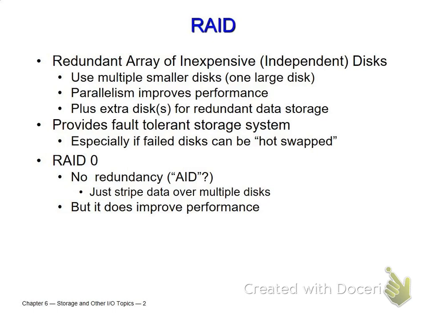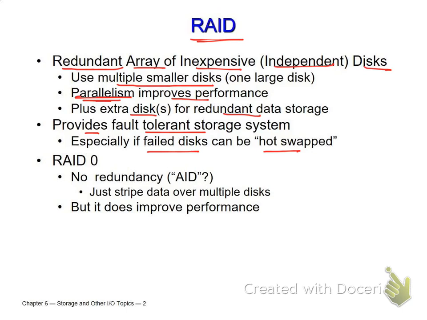Okay, so we will cover the RAID controller, and by RAID we mean redundant array of inexpensive disks, and some others call it independent disks. In another sense, I will use multiple smaller disks instead of just one large disk. So I can do, as an example, parallelism, and by doing parallelism, I will of course improve the performance. I can have some extra disks for redundant data storage. And this, as we will see, will provide a fault-tolerant storage system, especially if failed disks can be hot swapped. So what does that exactly mean?